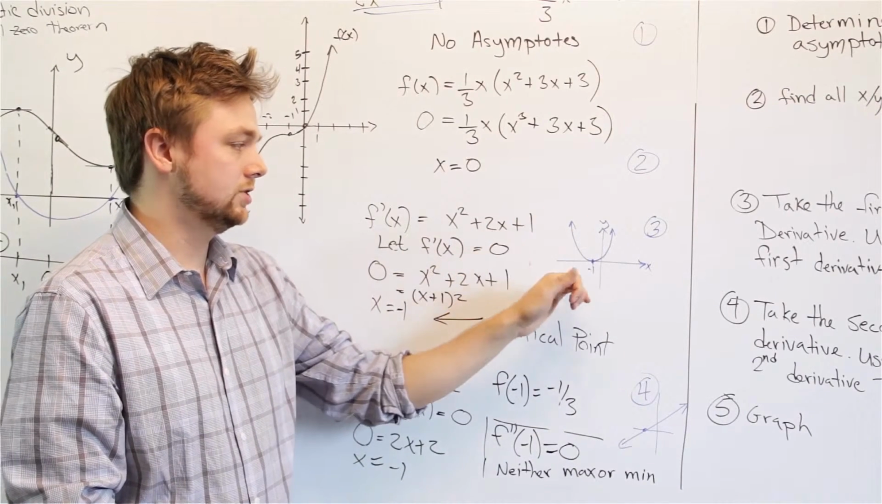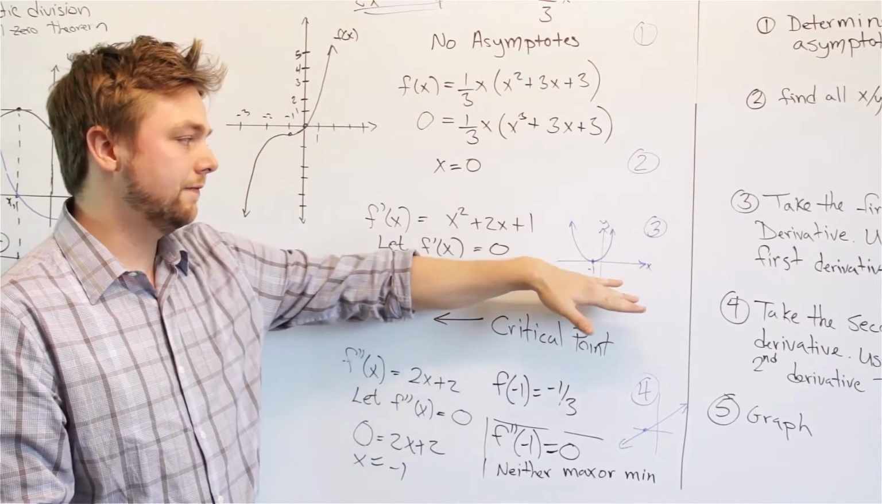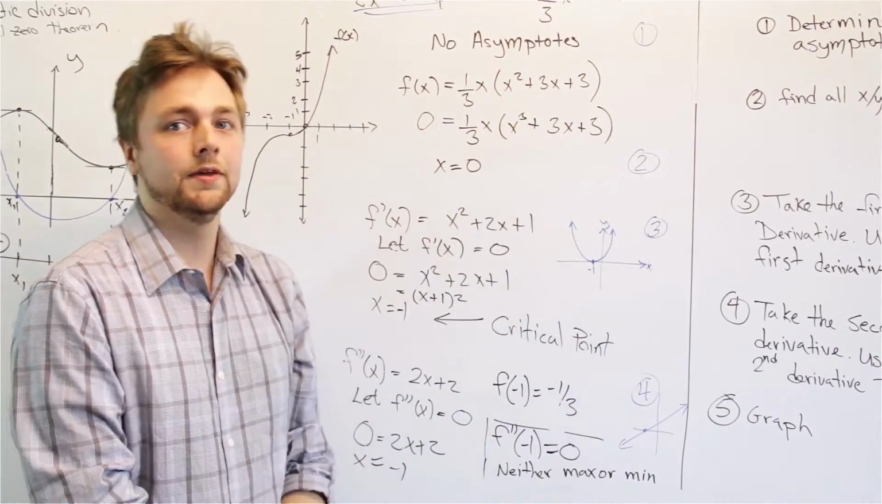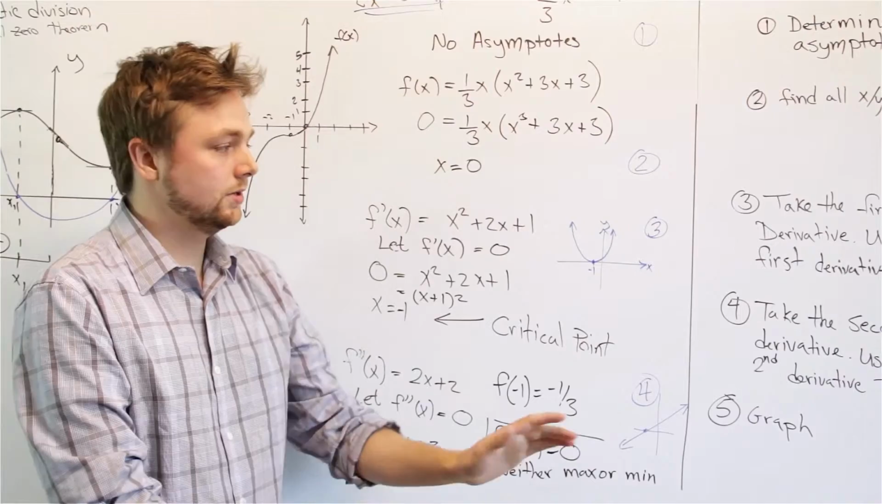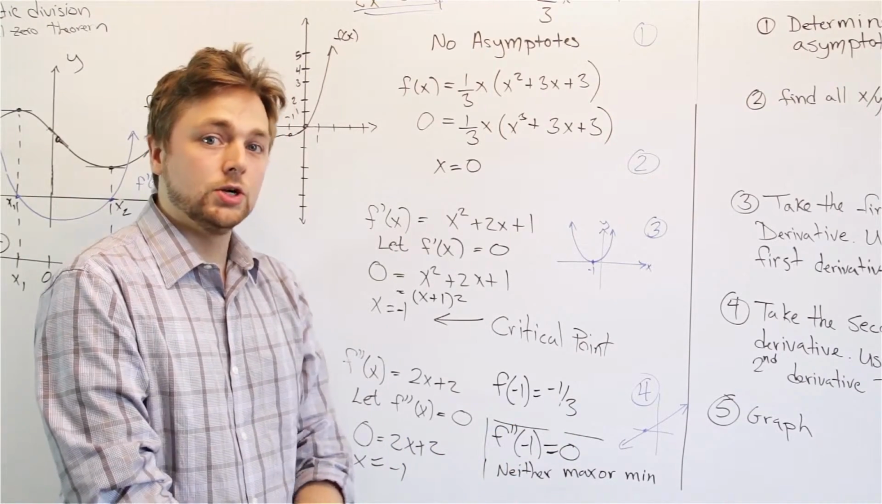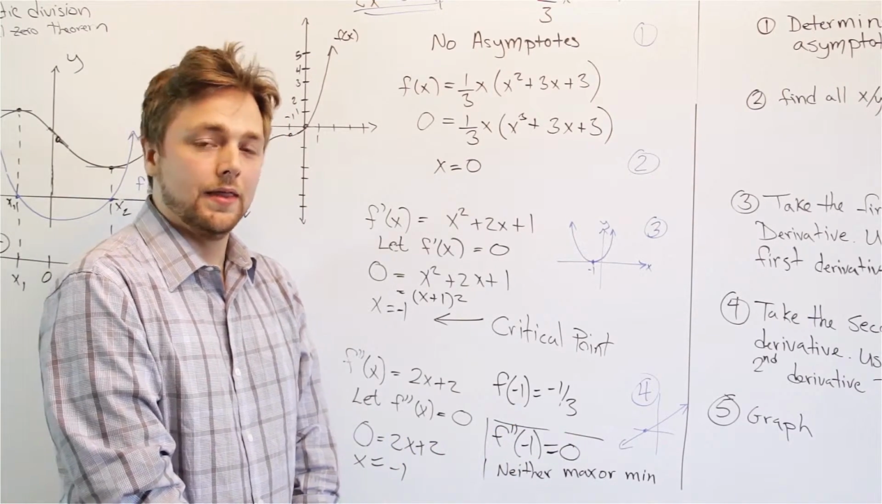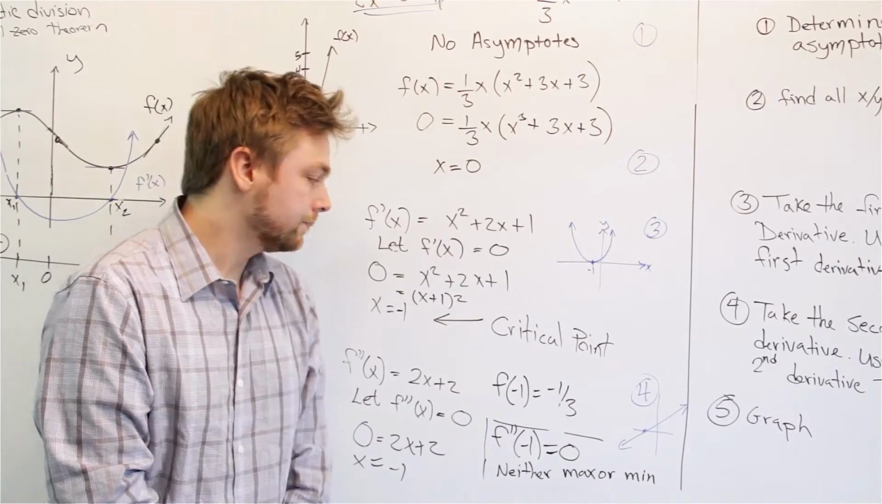If we do a quick sketch of this derivative, we'll see that f prime of x is always positive. This tells us that according to the first derivative test, f of x should always be increasing, and that will be reflected in the graph that we draw.